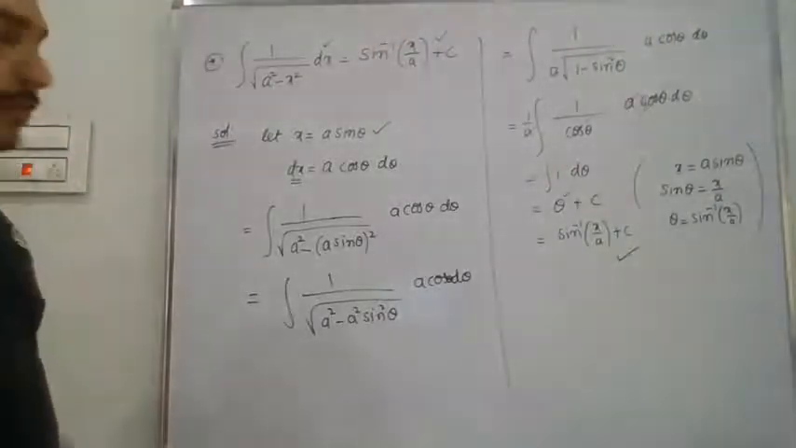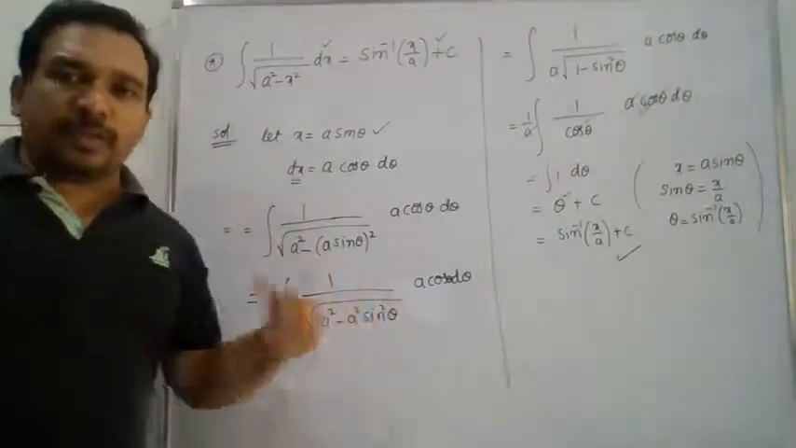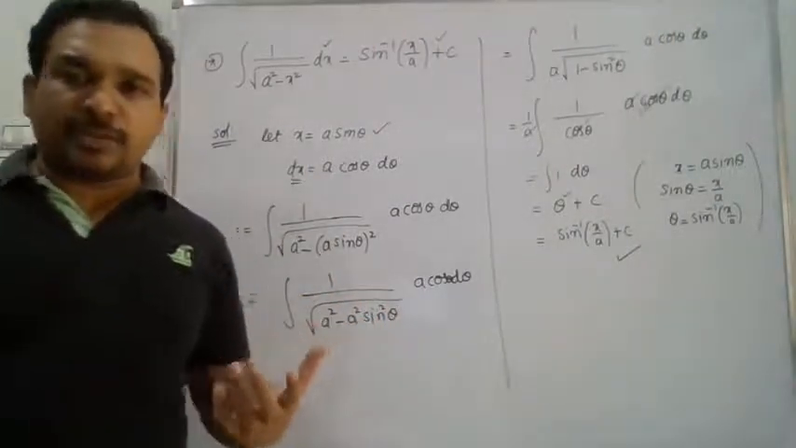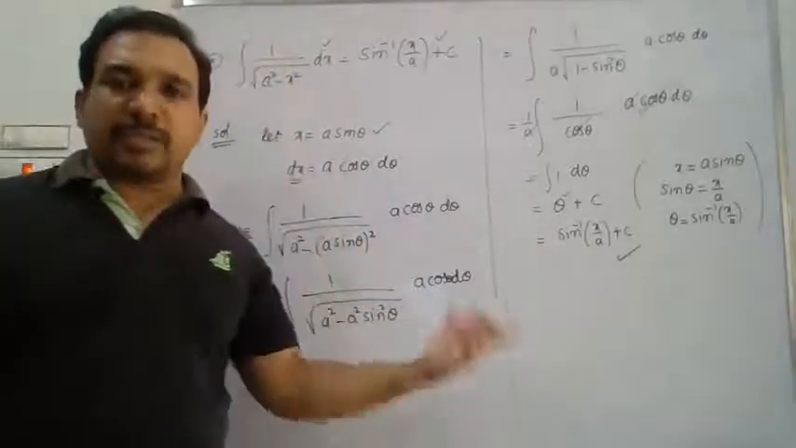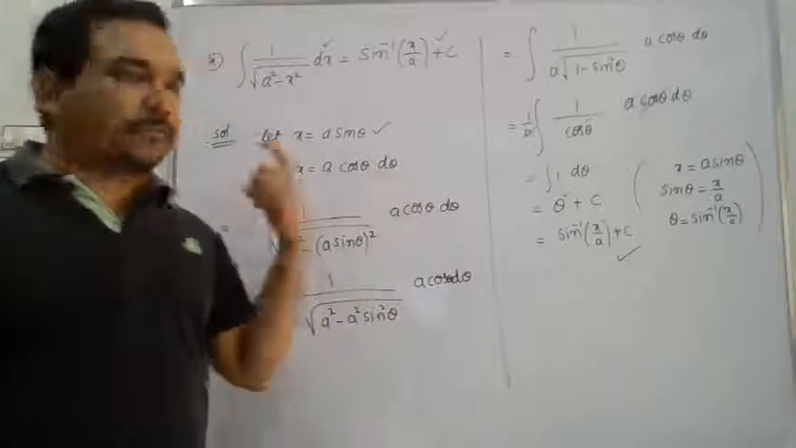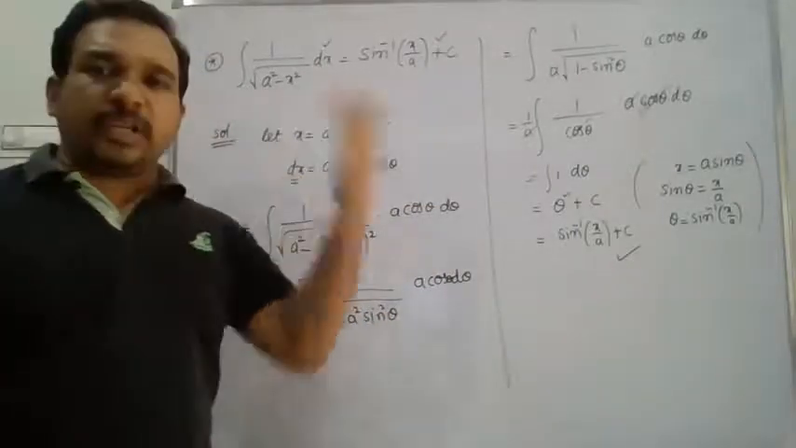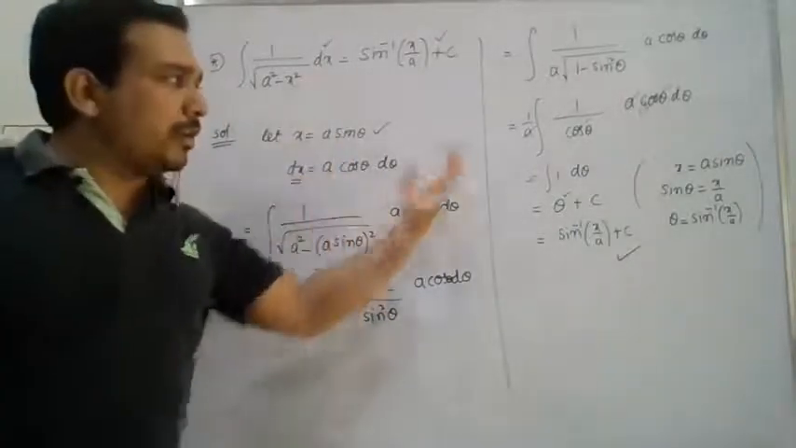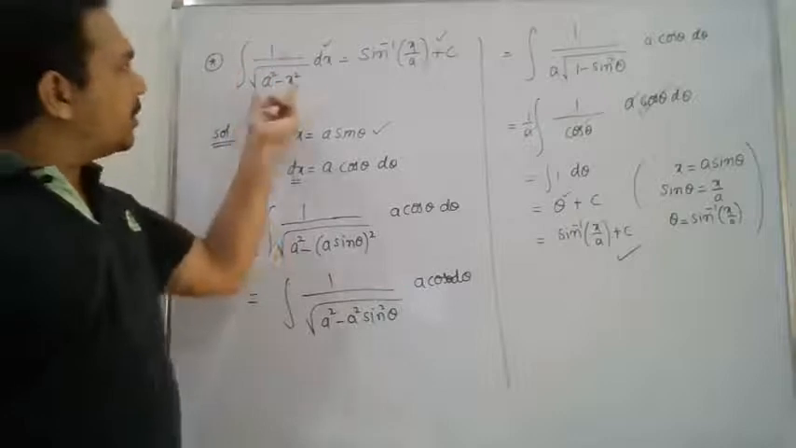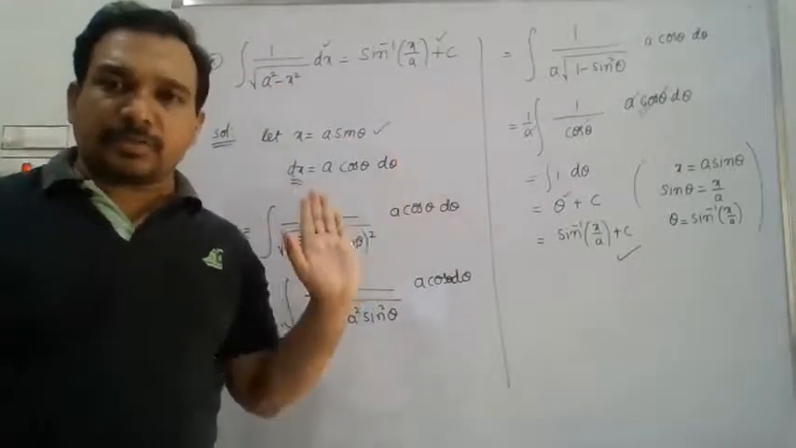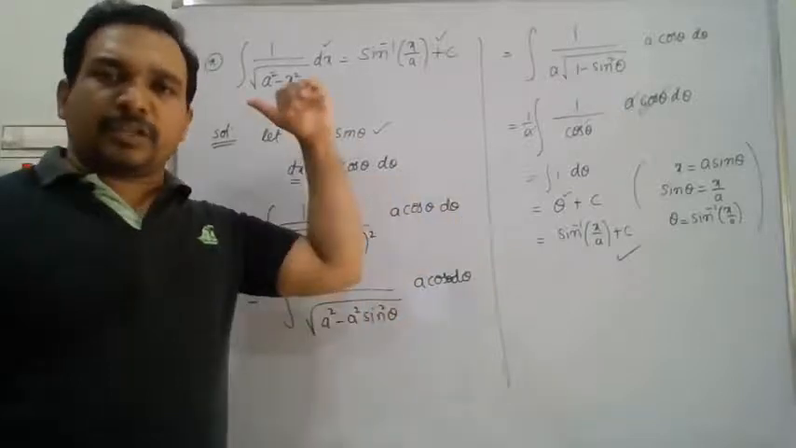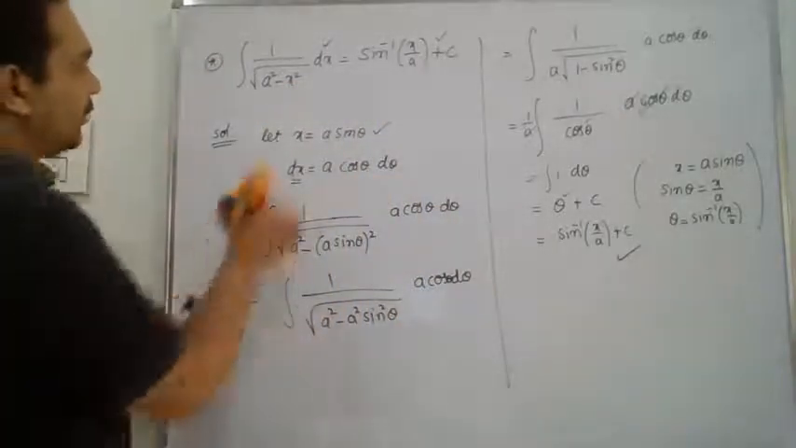Clear to all? So this is called a substitution method. So many questions we can solve by using the substitution, but this is a very important question. Now once we have proved this, this is correct. So that's why we use this formula in so many questions. Once again, we don't solve everything. Whenever you see 1 by square root of a square minus x square, directly we'll write sine inverse of x by a plus constant. So once only we need to prove, then we can use this formula anywhere. Next.